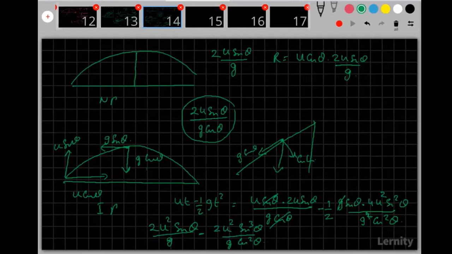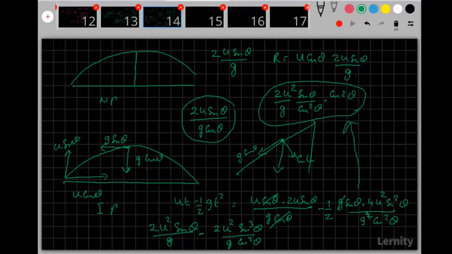Yeah, so this is what I can say. Now I can take some things common here. If I take 2u squared by g common, and sine theta common, it will become sine theta by cos squared theta into cos squared theta minus sine squared theta, that is cos 2 theta. So this will give you the final answer. Okay, you may substitute and then get it, but yeah, this is the theory. You can't remember any of these. You have to work it out and then get it. So it all depends on how desperate you are to get your answer.